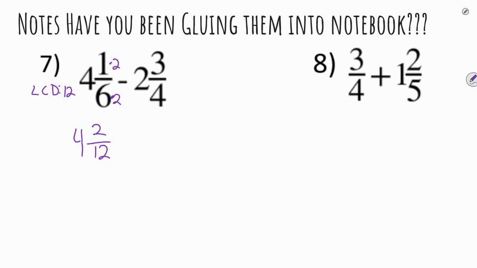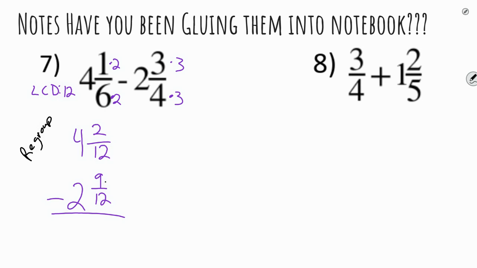This time I'm going to write my question vertically. I know 2 is going to stay for my whole number. I have to multiply the fraction both by 3 to get a 9/12. And this is why I wrote it vertically. I have to do some regrouping. So we got to regroup.